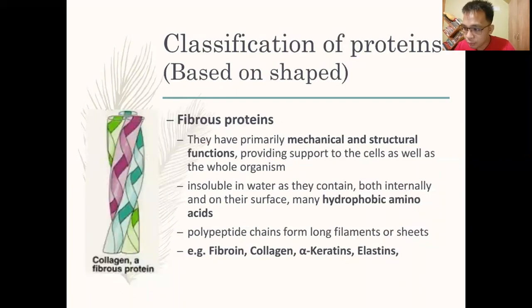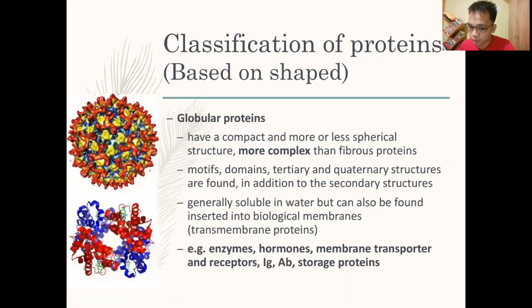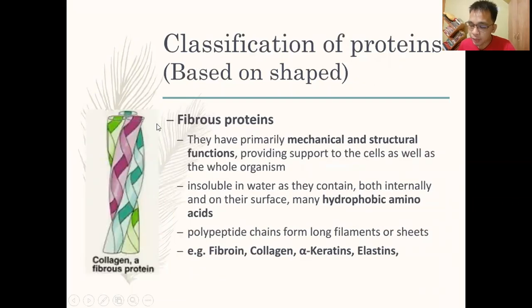And then next, for the classification of proteins, we have based on shape, and there are two. We have fibrous proteins and globular proteins based on the shape classification. Sa may fibrous proteins, guys, they provide mechanical and structural functions, providing support to the cell walls as well as the whole organism. Yun nga yung ating collagen. They are insoluble in water. Kung soluble sa water po ang ating collagen, malamang sa malamang, hindi na.